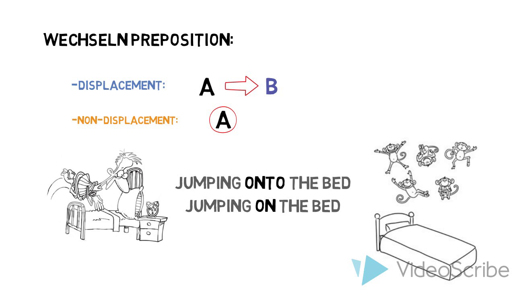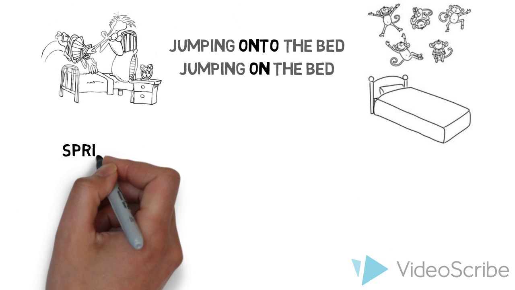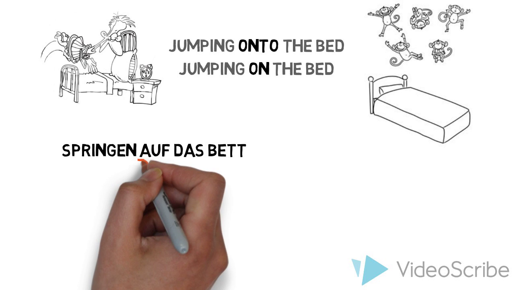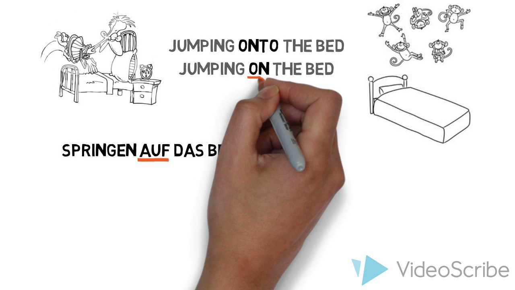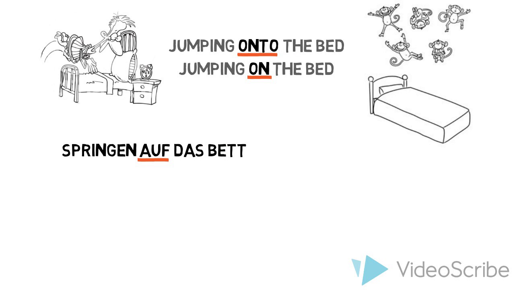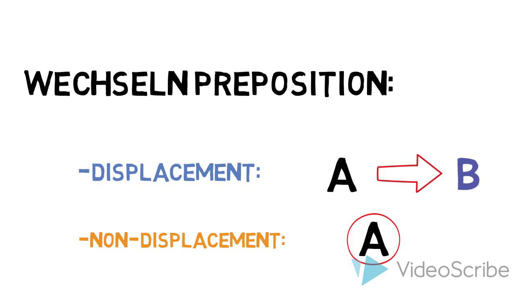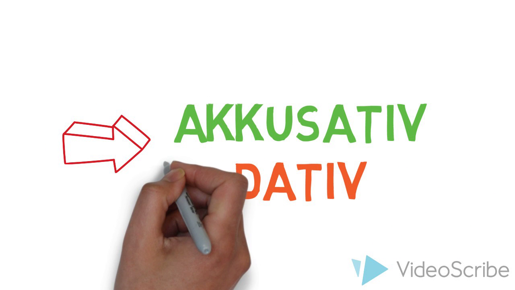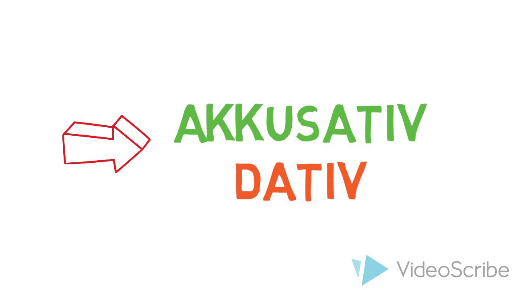Now in German, for this particular example, both jumping onto the bed and jumping on the bed are written the same way: springen auf das Bett, where auf is the equivalent to both on and onto. The way you differentiate whether the meaning is onto or on is through the declension applied to the sentence. You see, the German preposition auf is a vexillum preposition, so you can use it to decline in either accusative or dative. But of course, doing one or the other changes the meaning of the whole sentence.